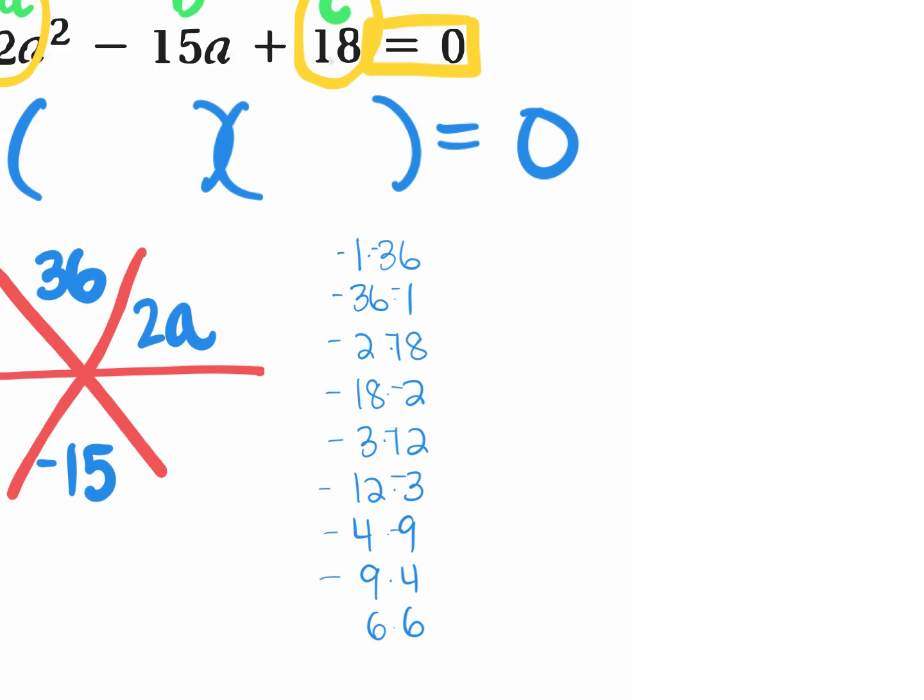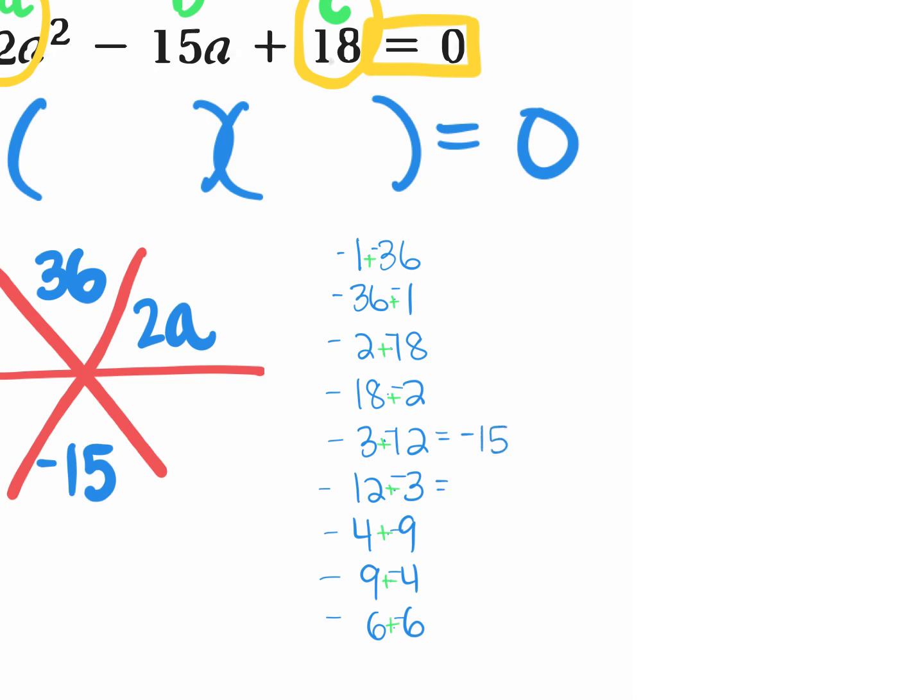Can I find one with negative numbers and addition signs, right? Remember, we're changing those all to addition signs as well. Could we find the one that's going to make negative 15? I can see it right now. I can see that this one is going to be negative 15: negative 3 plus negative 12.